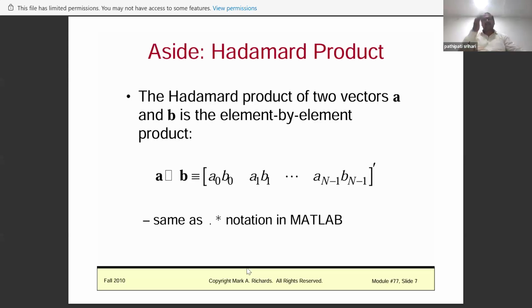So then, as an aside, we are just trying to understand the Hadamard product. Element by element multiplication of two vectors is known as the Hadamard product. So when a naught, a1, an minus 1 is there, and b naught, b1, bn minus 1 is there, how do we multiply them, not in the matrix multiplication form, but in the Hadamard form, element by element multiplication. In MATLAB, this is written as dot star.